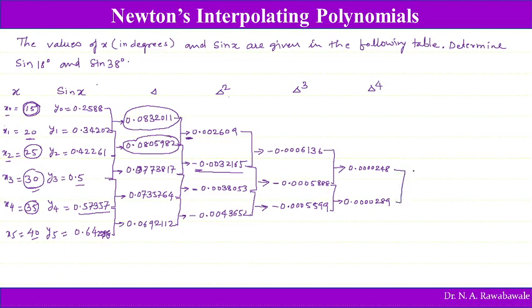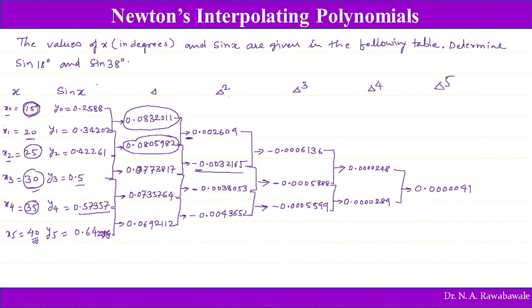Then comes delta to the power of 5, the difference of these two: 0.4 times 0289 minus 0.4 times 0248, divided by 40 minus 15. So this gives us 0.5 times 0.41. So this is how we prepare this table, and this table helps us to find the polynomial as well as the value.